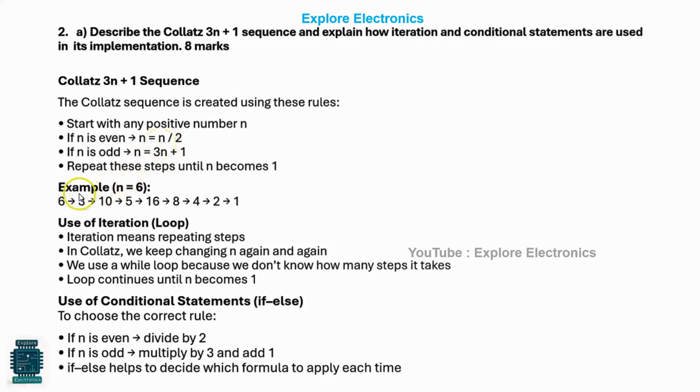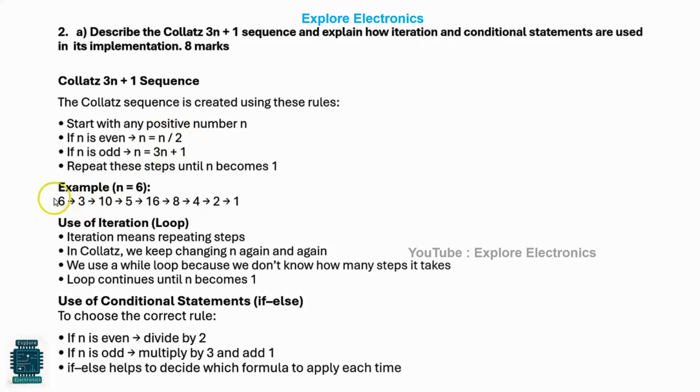Clear? For example, n is equal to 6, I have taken. 6 is a positive number and 6 is an even number. That's why I have to do these steps: n is equal to n divided by 2. 6 divided by 2, I will get 3.